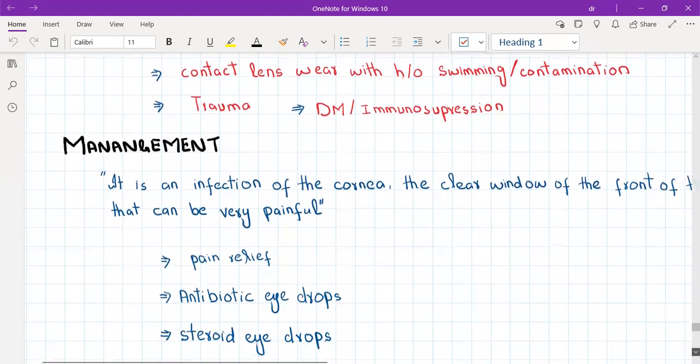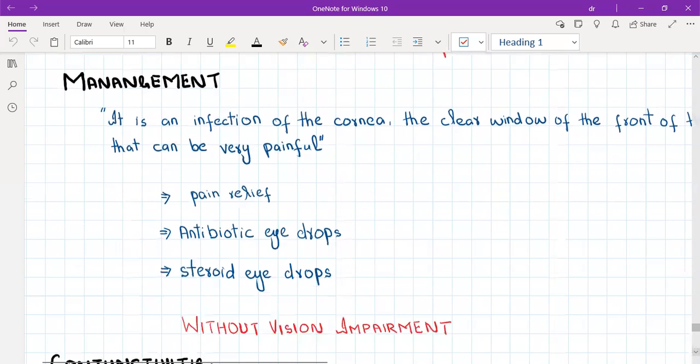And during management, you will explain to them that it is an infection of the cornea, which is a clear window at the front of the eye, and this can be very painful. So as it is really painful, we'll give them pain relief, and it's mostly because of infection. So we will give them antibiotic eye drops and steroid eye drops.